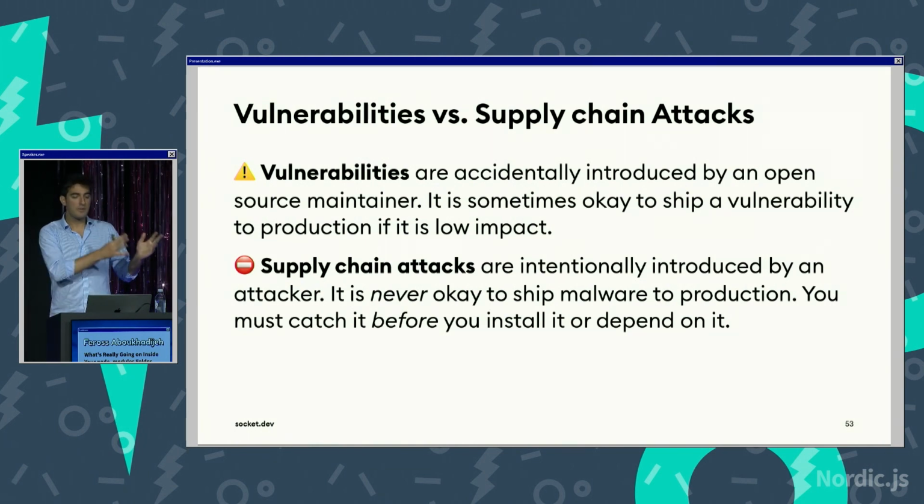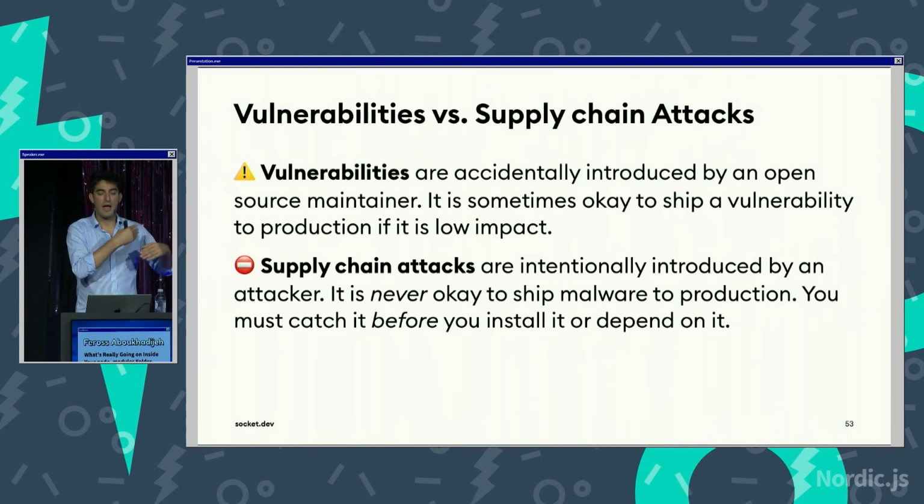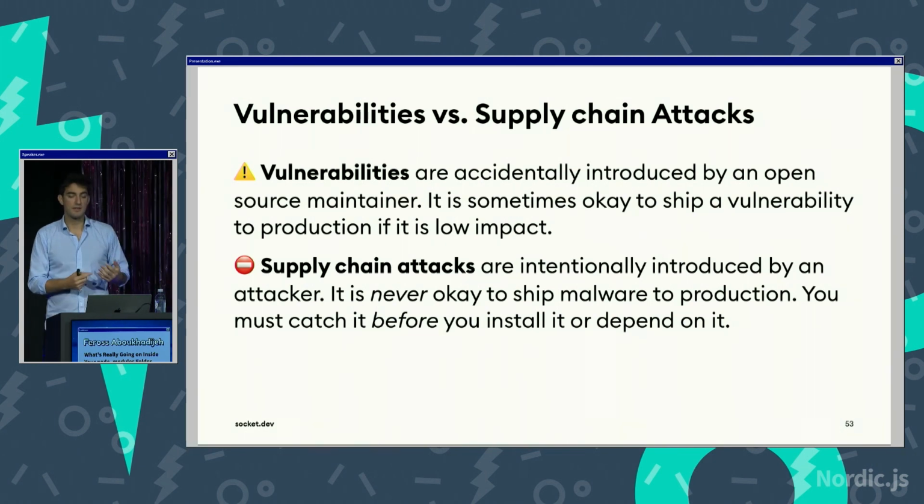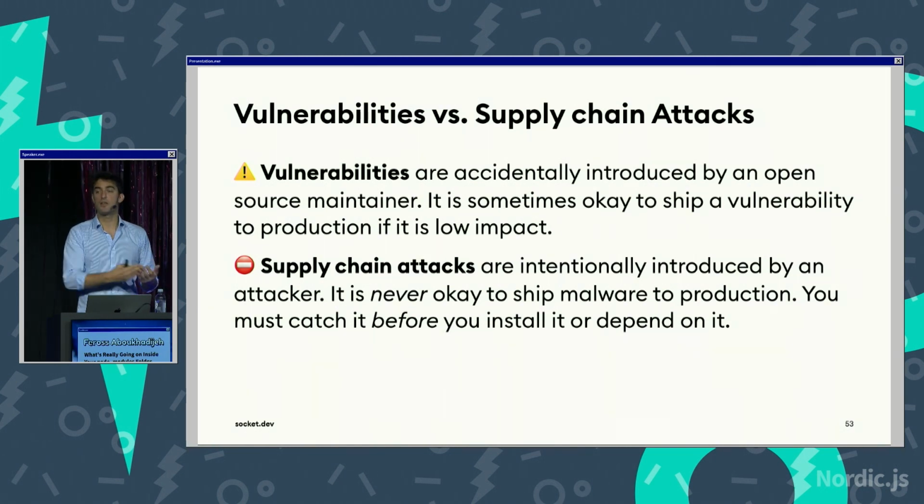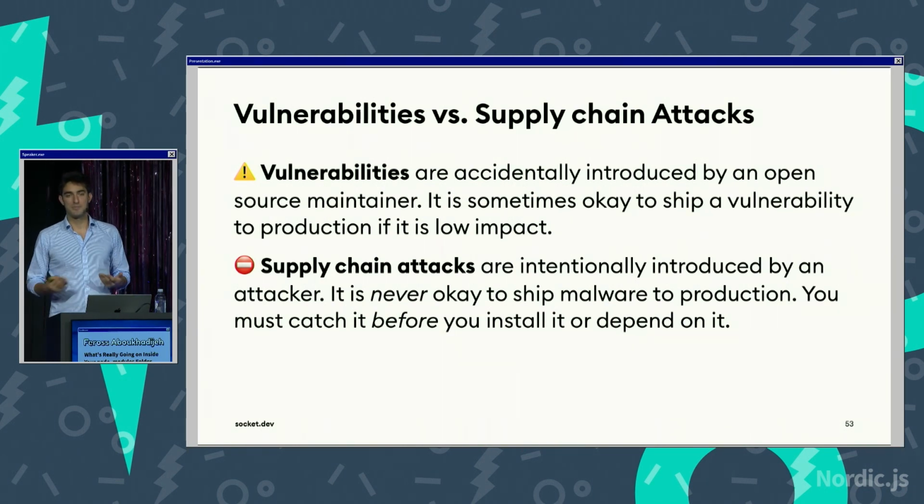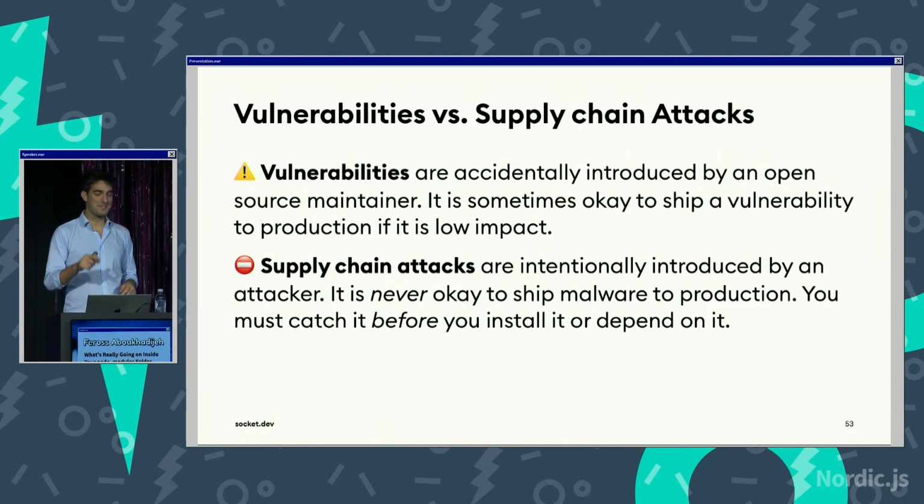But it's really important to distinguish between vulnerabilities and supply chain attacks, because we have pretty good solutions for vulnerabilities today. Vulnerabilities are accidentally introduced by maintainers, and they're accidents, right? They're sometimes okay to ship into production. I think a lot of us just ignore npm audit output, to be honest. When you type npm install and you have 500 vulnerabilities, you just don't even see it anymore, it just blends in. It's almost like saying your installation worked, right? Success, 500 vulnerabilities.